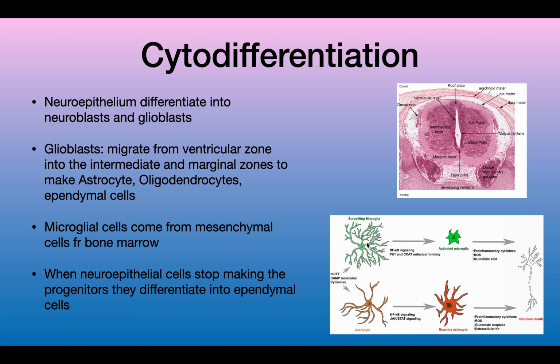So as you can see here is the roof plate, alar plate, sensory, basal plate, motor, floor plate, all of this ependymal inside, sulcus limitans, the dorsal root ganglion. Here is the arachnoid. Pia, you can hardly ever see, but you can always see the dura.